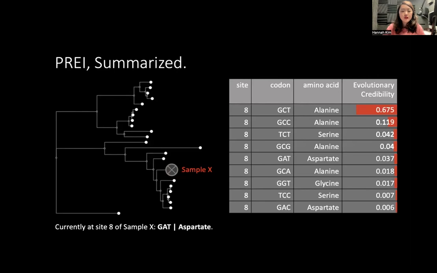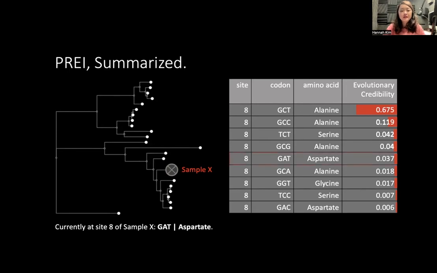Note that currently at site 8 of sample X, we have GAT, which is translated into aspartate. Most PREI results will return the highest evolutionary credibility with the same amino acid as expected. But here, we present to you an interesting result where the amino acid with top evolutionary credibility is not the same as the current amino acid.